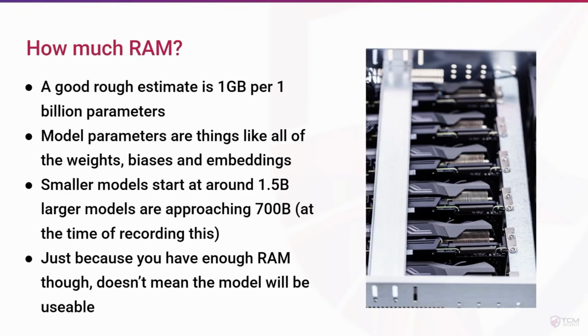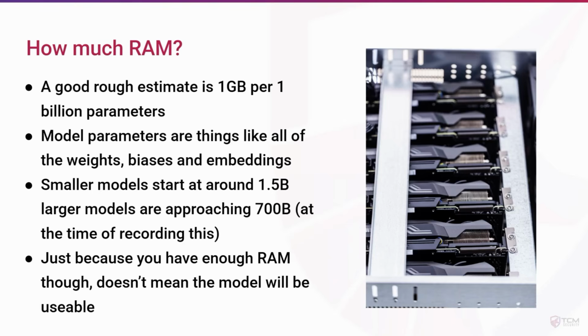So how much RAM do you actually need then? Well, a good rough estimate is 1 gigabyte per 1 billion parameters. And the model parameters, these are the things like all of the weights, the biases, embeddings, all of those things that we learned about that get set in training. Those make up all of the model parameters.